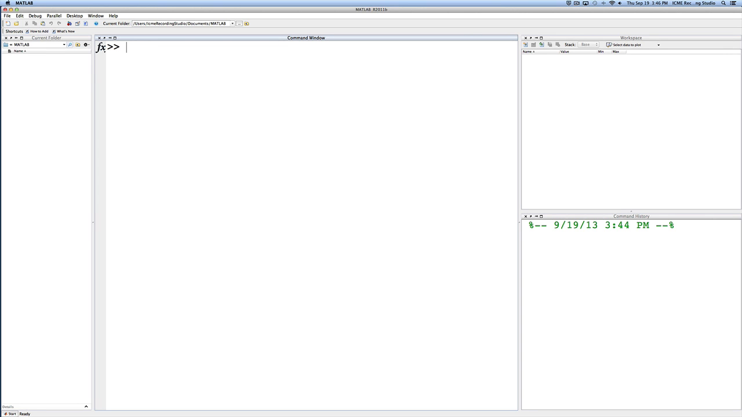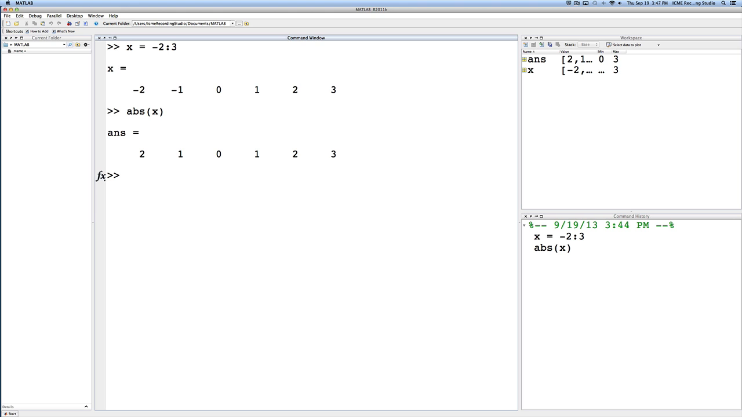Now that we've seen how to create vectors and matrices, let's go ahead and see how we can use them. MATLAB will evaluate the function on every element and return a vector or matrix with the same dimensions. For example, x is a vector with every integer between -2 and 3. abs of x gives the absolute value of every element of x. Similarly, sin of x gives the sine of every element of x. I can use any of the basic elementary functions on the vector as I would use on a scalar.